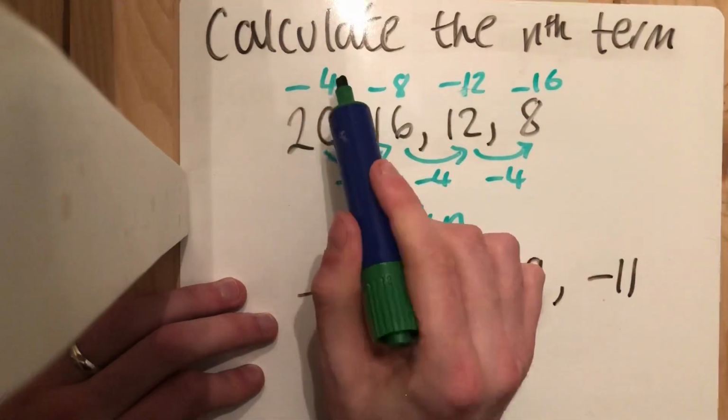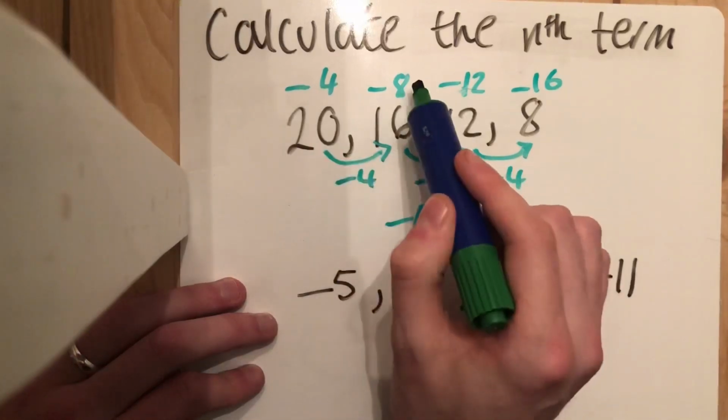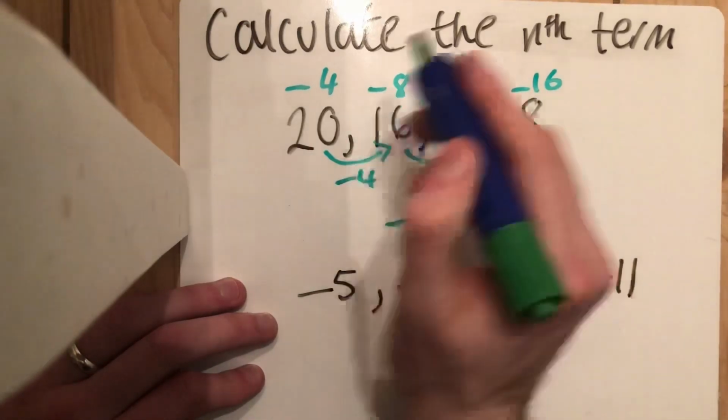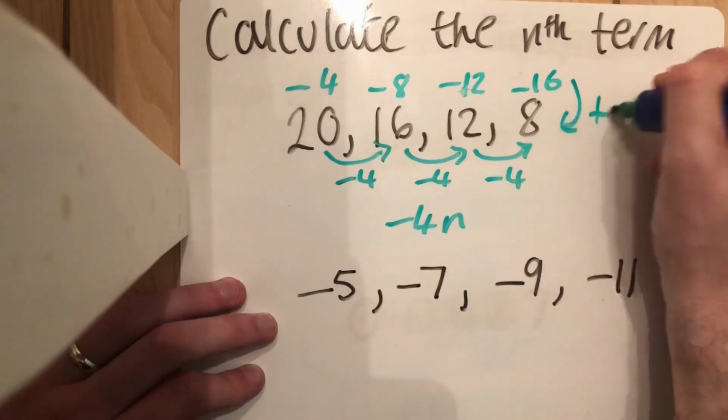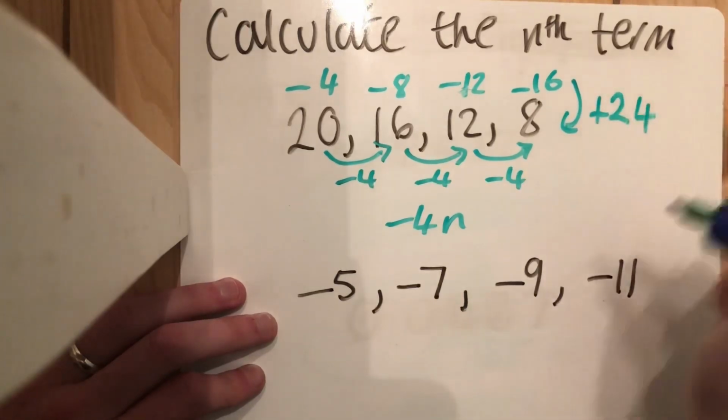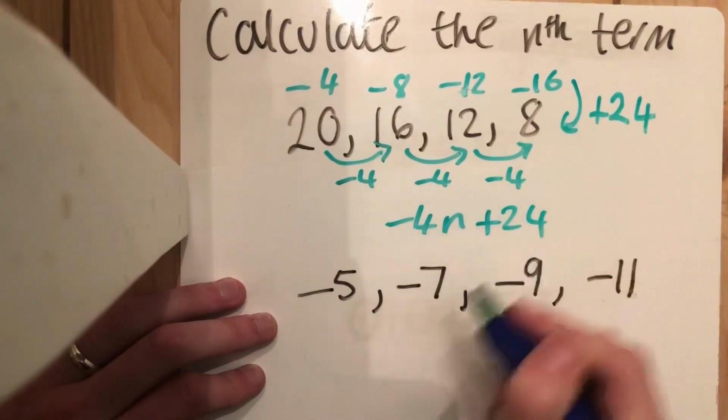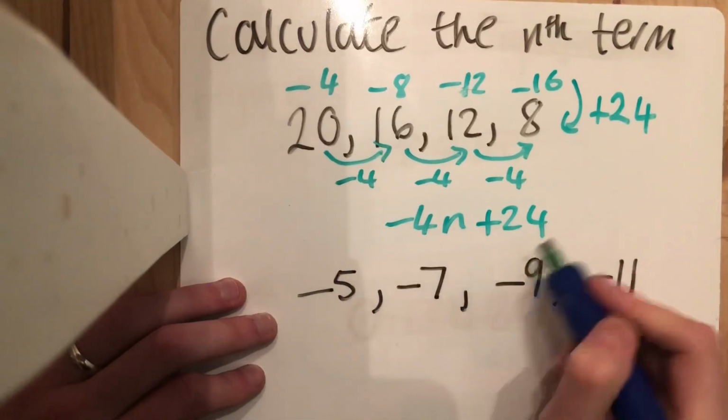What am I doing to minus 4 to get to 20? From minus 8 to get to 16 and so on? Well, I am adding 24. So my sequence is minus 4n plus 24.